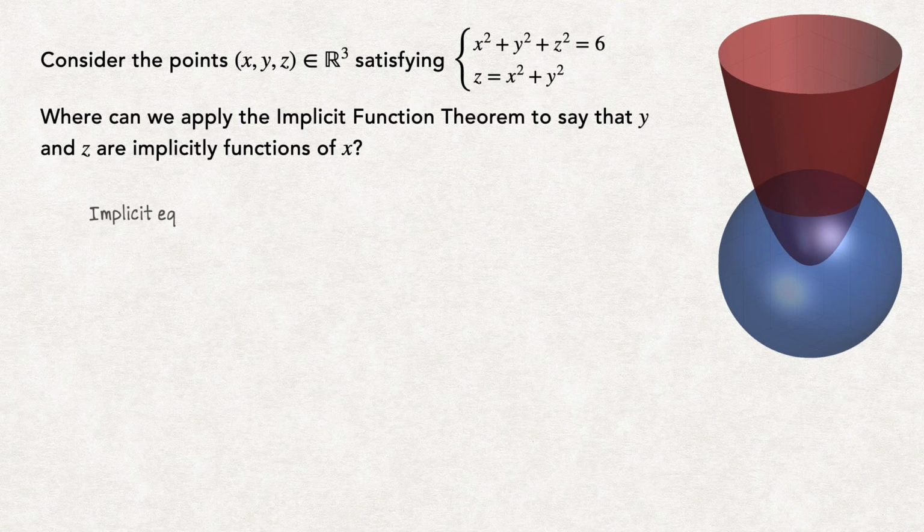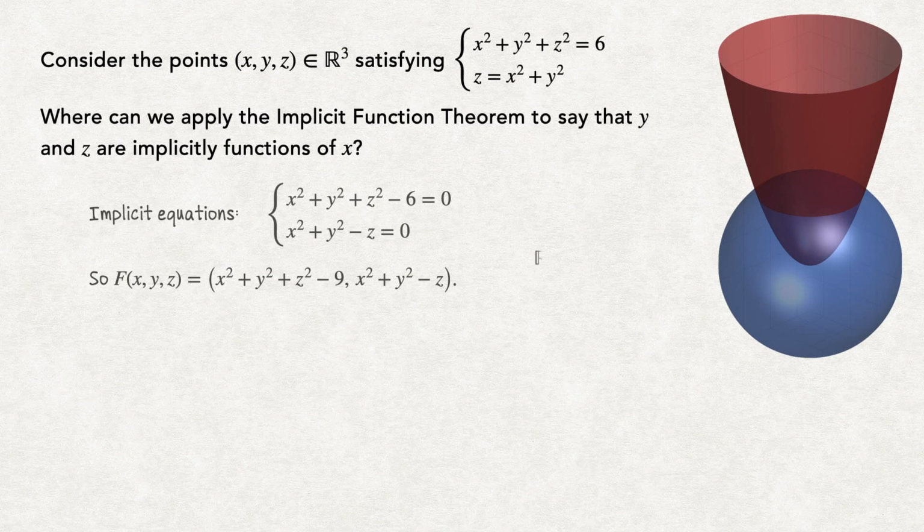One of my tips to you was to write down the implicit equations. It feels like a silly thing to do, but by setting x squared plus y squared plus z squared minus 6 equal to 0, and x squared plus y squared minus z equal to 0, I hope it made it more apparent that your function capital F needs to send you from R3 to R2, and the coordinate functions of capital F, the first and second coordinate, are the left-hand sides of those implicit equations.